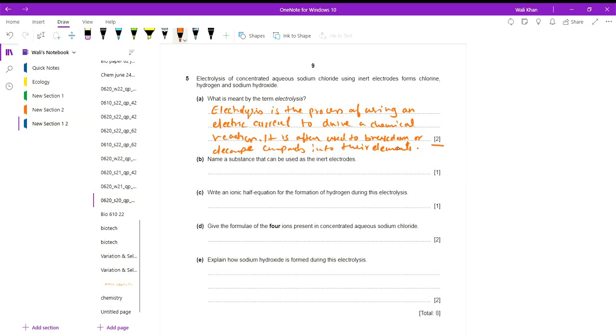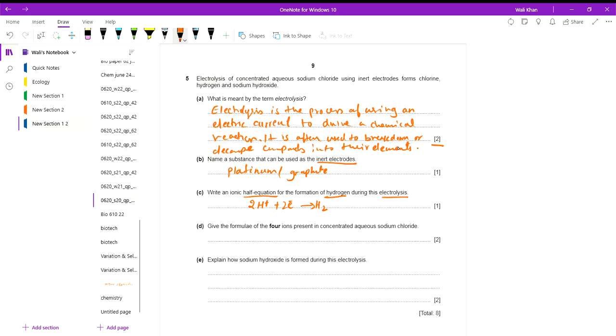Name a substance that can be used as the inert electrodes. तो inert electrodes के लिए आप graphite, platinum, ठीक है, inert electrodes आप यूज कर सकते हैं. ठीक है, platinum, graphite. Write an ionic half equation for the formation of hydrogen during the electrolysis. हाइड्रोजन की ionic half equation है, इसको write down.